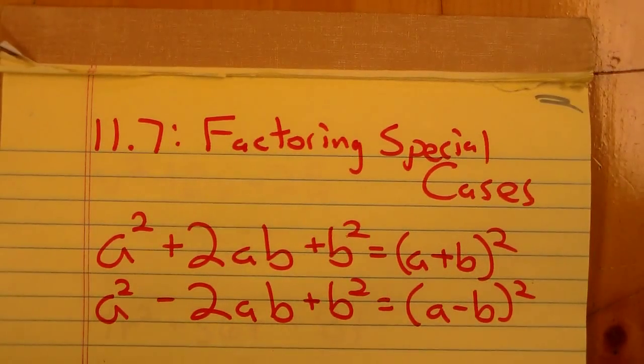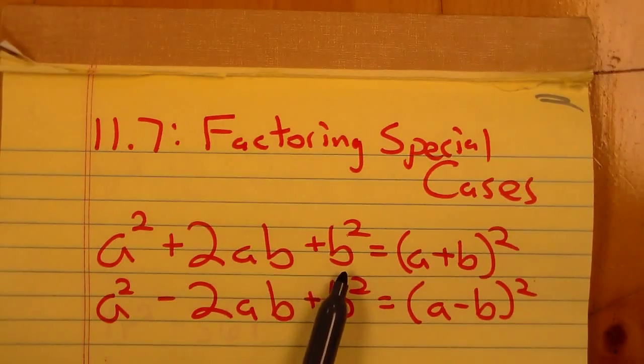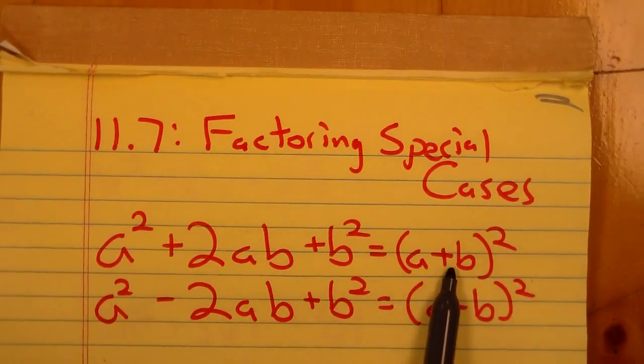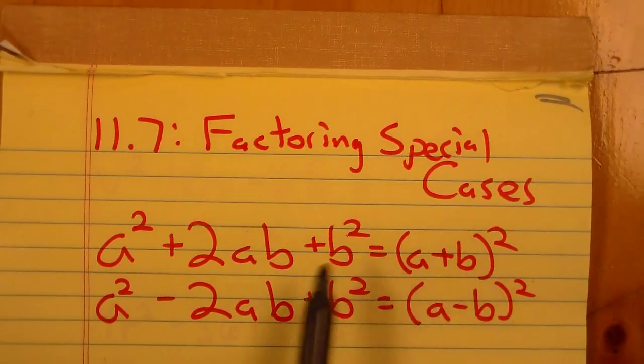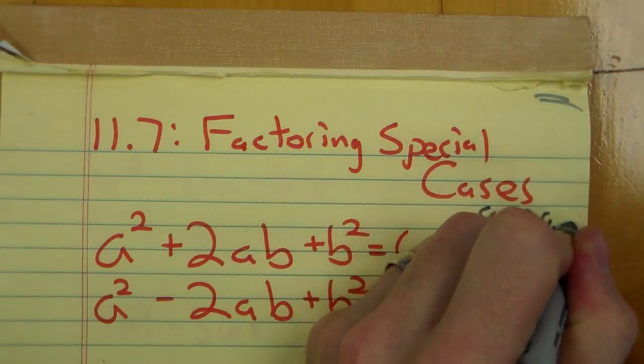So now that we've gone through factoring our different polynomials, we're now looking at factoring special cases. And there's certain patterns that are going to show up here. So if I have a squared plus 2ab plus b squared, or something in that form, this comes out to be (a plus b) squared, or just (a plus b) times (a plus b).